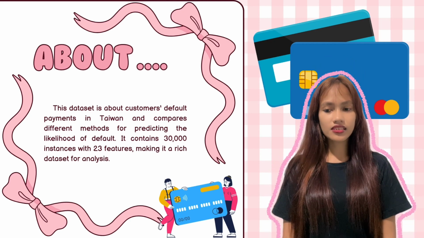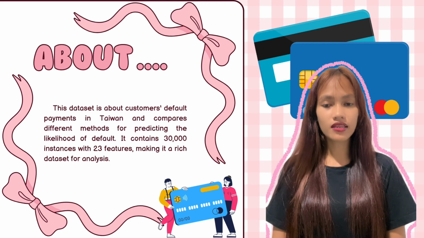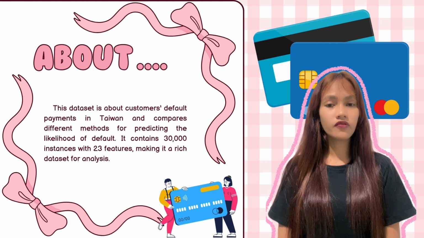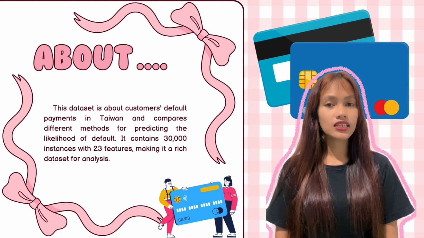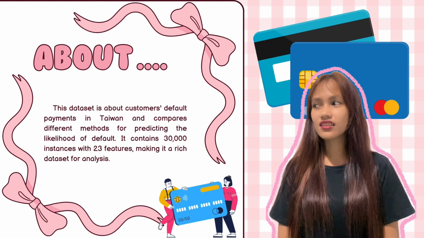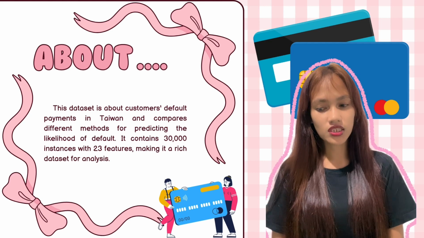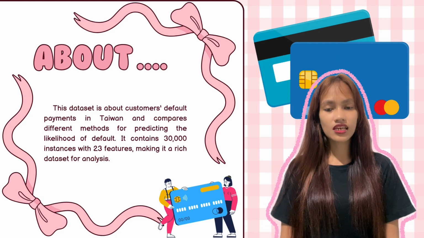This dataset is about customers' default payment in Taiwan and compares different methods for predicting the likelihood of default. It contains 30,000 instances with 23 features, making it a rich dataset for analysis.